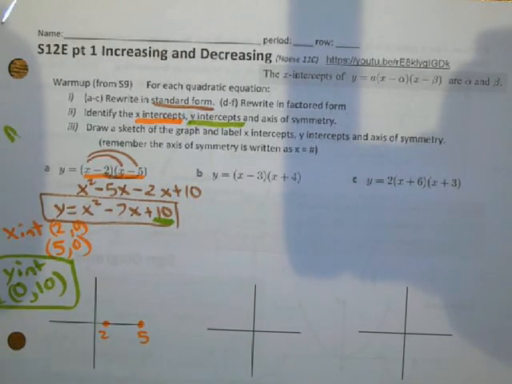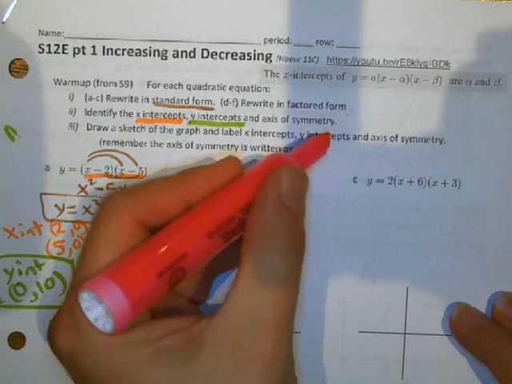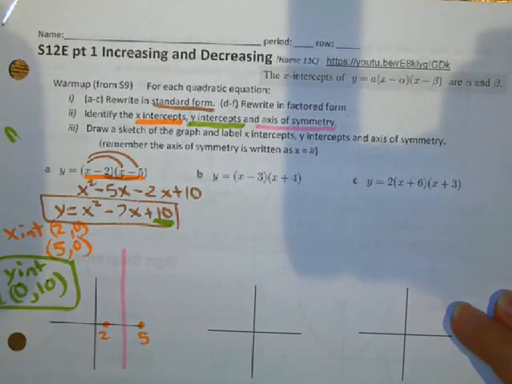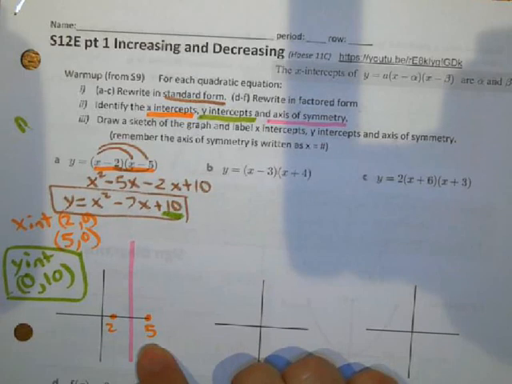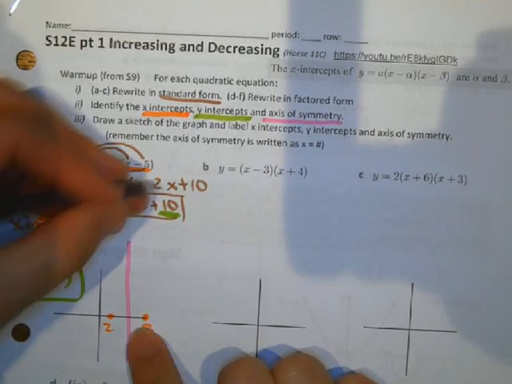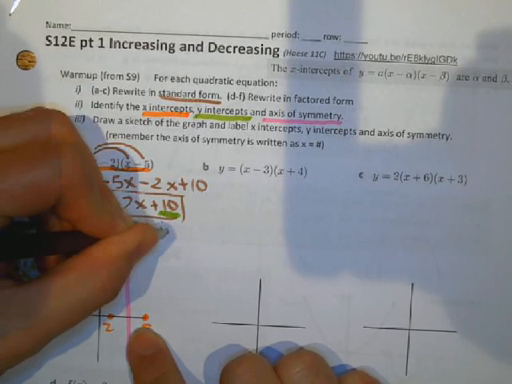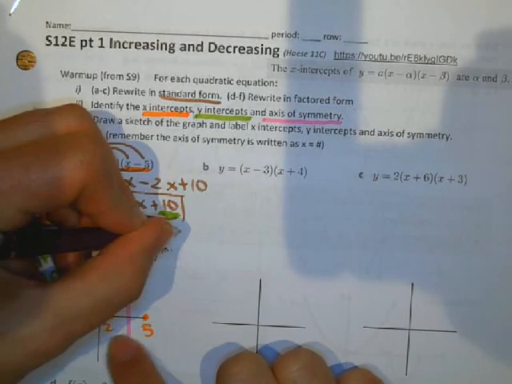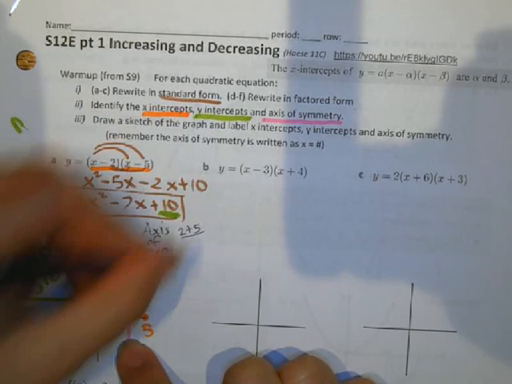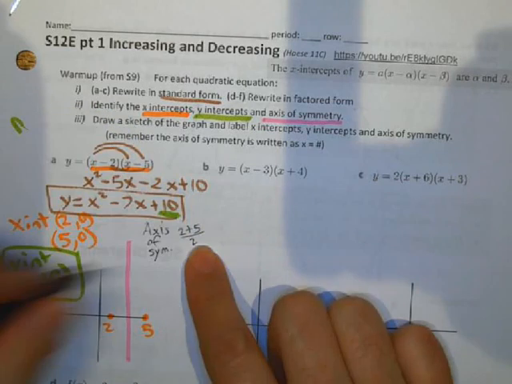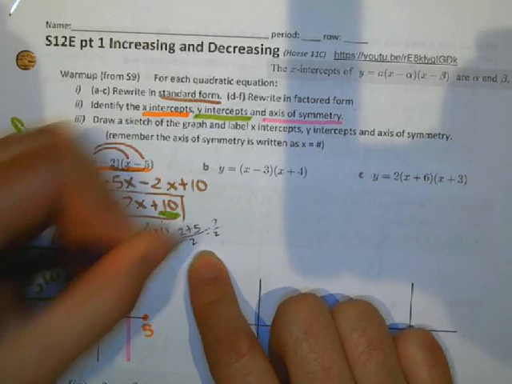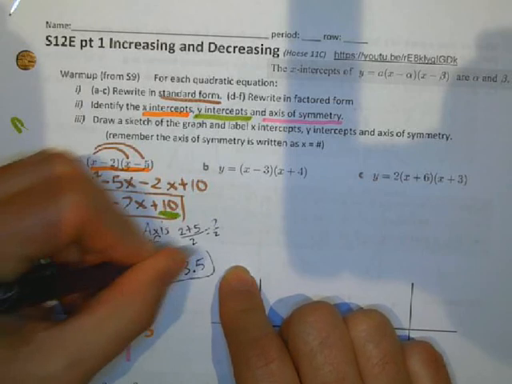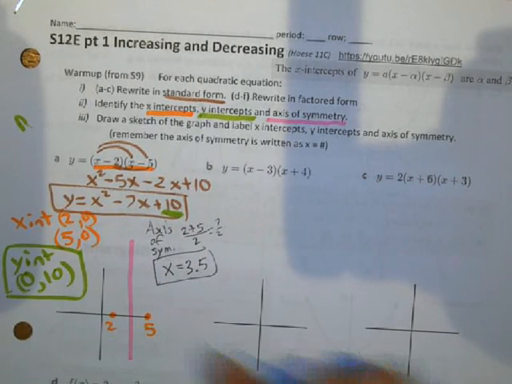Now the axis of symmetry happens halfway in the middle here. So how do we figure that out? We can take the average of these two. For the axis of symmetry, we could do 2 plus 5, the average of those two, so 7 divided by 2. The axis of symmetry is x equals 3.5. That's the average of those two values.